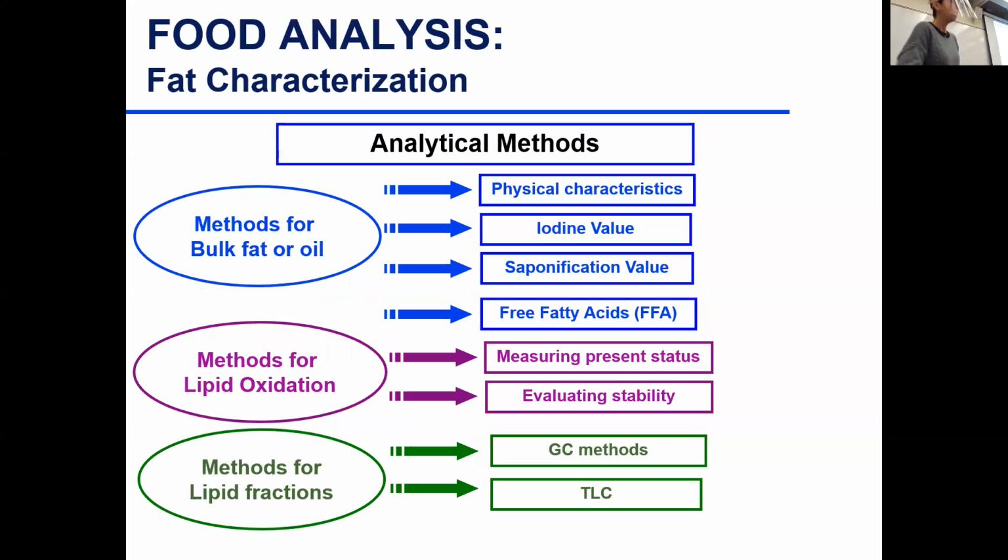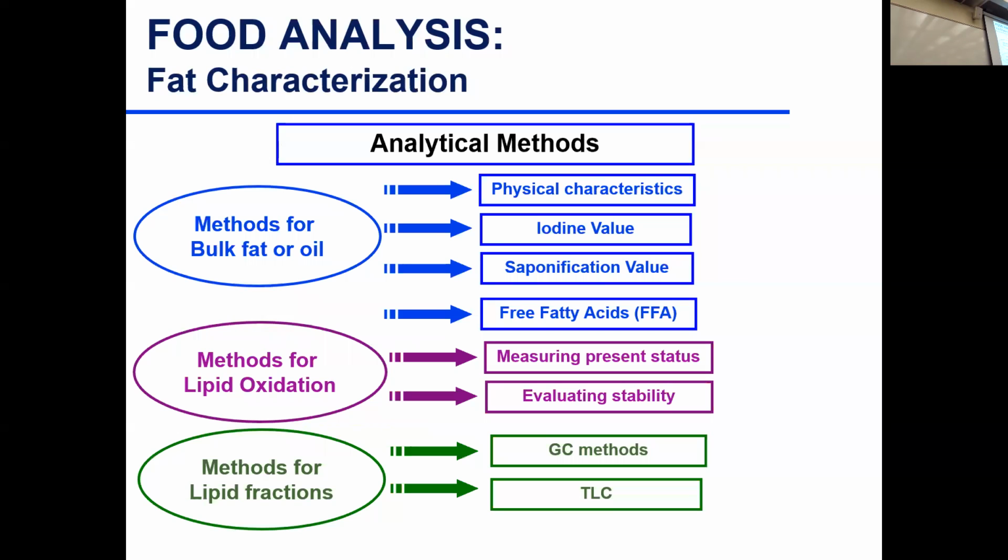If we have different fats and oils, we have analysis for bulk fats and oils that are used in cooking or in processing. Different types of oils, different types of fat are used. And then we characterize them to determine some physical characteristics. I'll go over those in a bit.